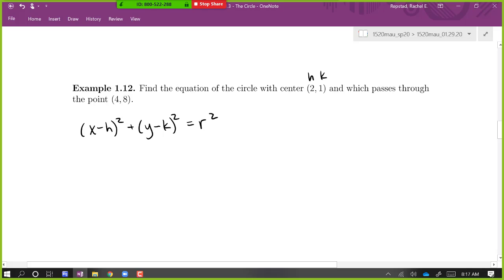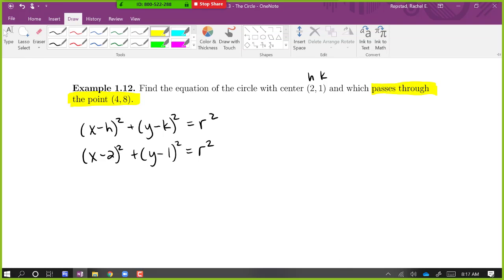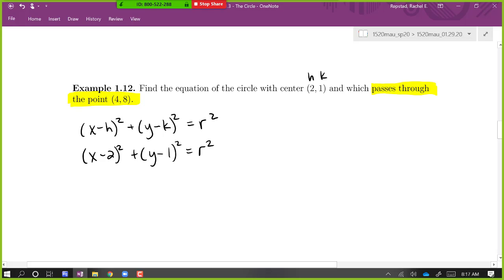They gave us h and k, right, the coordinates of the center. So what I know right now is that this is x minus 2 squared plus y minus 1 squared equals r squared. I just need to know what r squared is, and then I'll be done. Now, they tell us that it passes through a point that they give us. That is really good information, and throughout this chapter, and really in other chapters, here's a basic fact that we should always keep in mind and make use of when we need to.